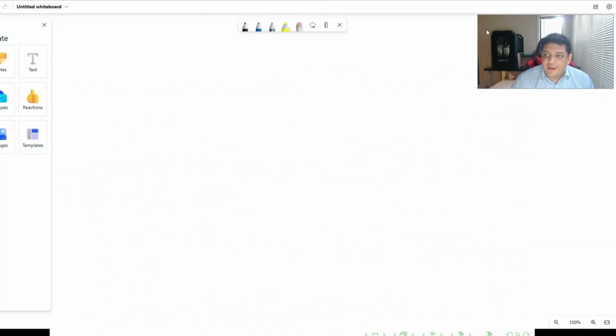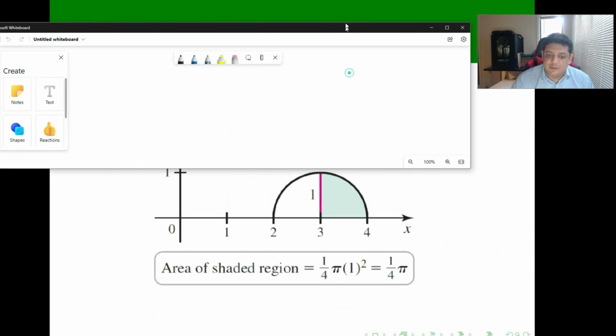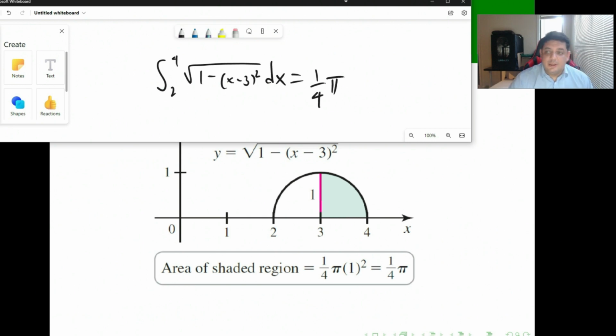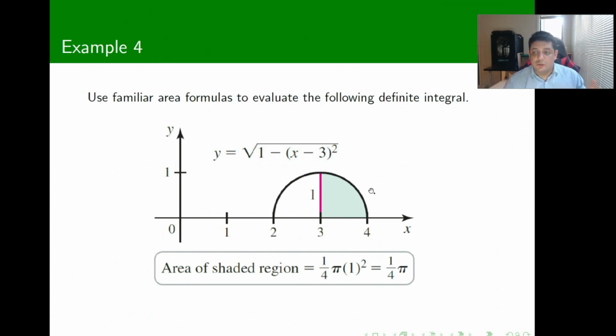In a similar fashion, this means that the integral between 2 and 4 of the square root of 1 minus (x minus 3) squared dx is just going to be 1/4 of pi. As I'm showing, there's a very quick relationship between integrals and the area below the curve of the function.